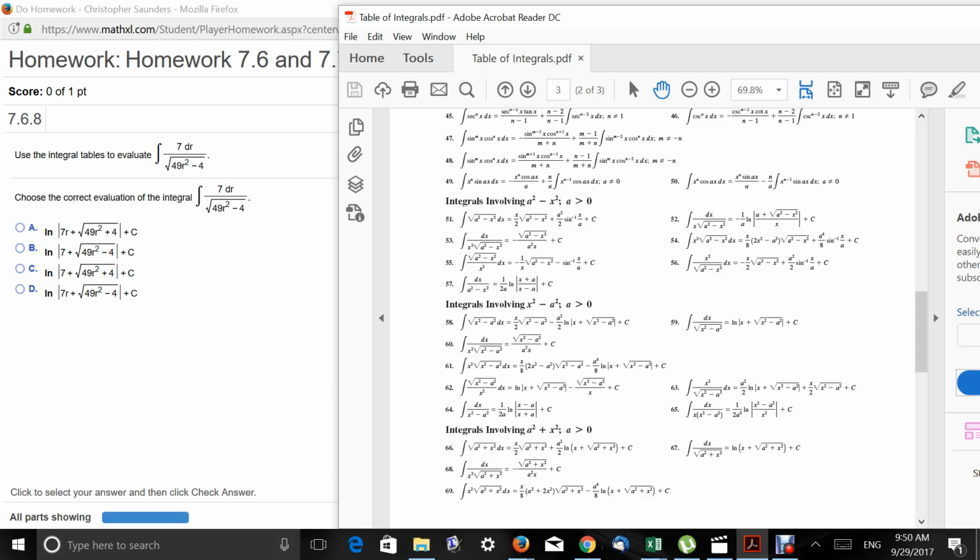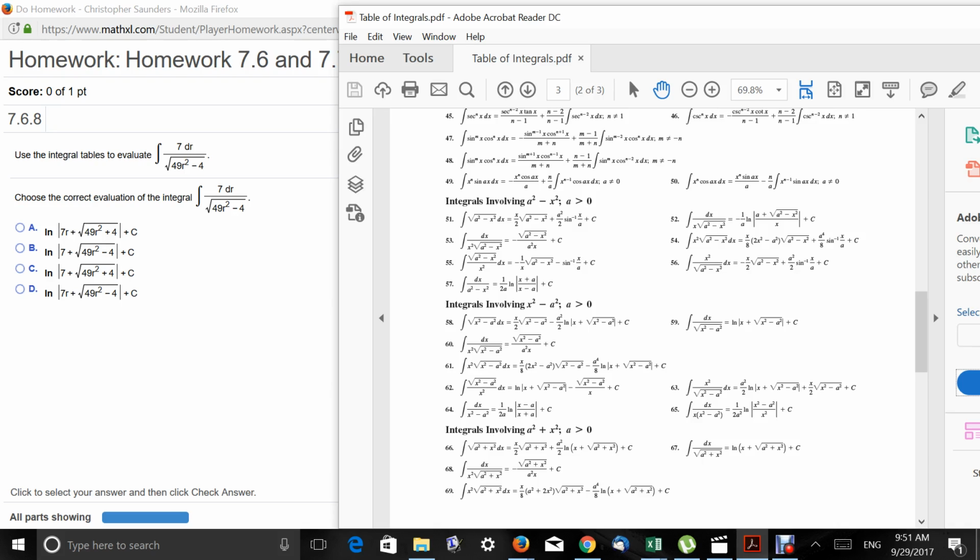Right? And if we look at this integral, we get x squared minus a squared. So we can see right away that a squared has got to be 4 squared. That's fine. A squared is 4 squared. There's no trouble with that. The difficulty is that x squared has to be 49r squared. So 49r squared is x squared in this formula. So if x squared is 49r squared, then x is 7r. So what we need to do is rewrite this formula with x being 7r.